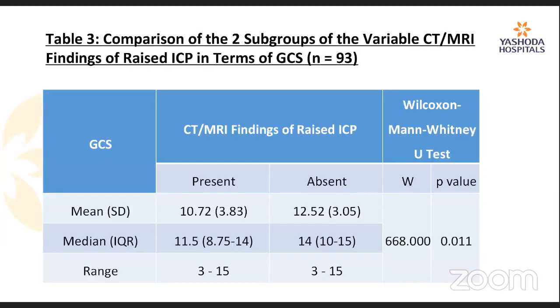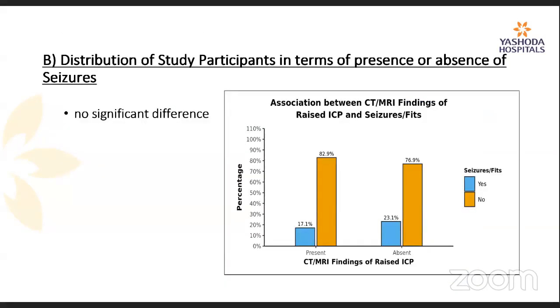Another thing that we compared was presence or absence of seizures, like patients in whom we suspected raised ICP, how many patients came with history of seizures to the emergency department. So there was no significant difference between the two. Group 1 had almost the same number of patients having or not having seizure as compared to group 2. So there was no statistical difference found. This is the tabular representation of that.